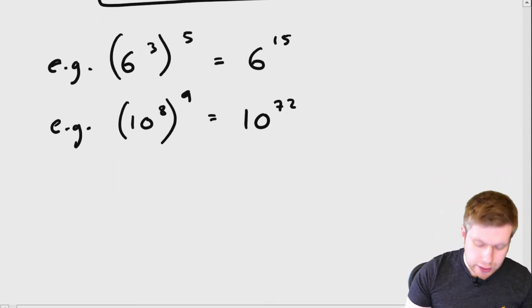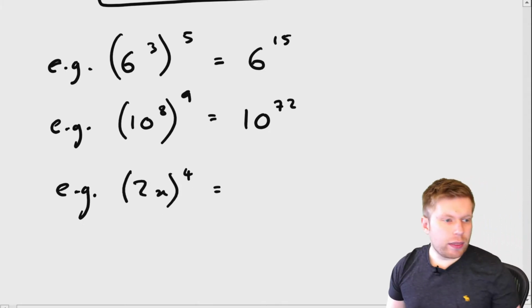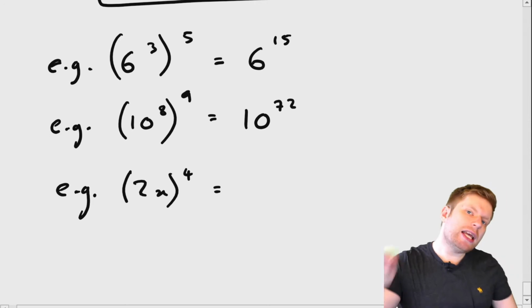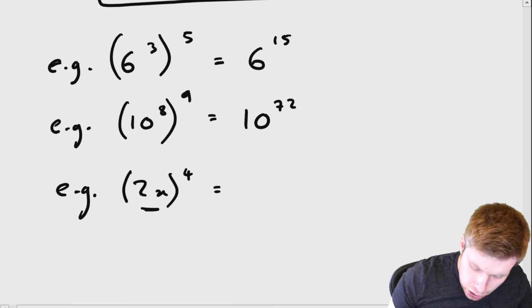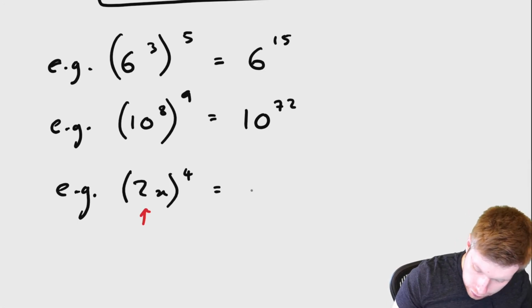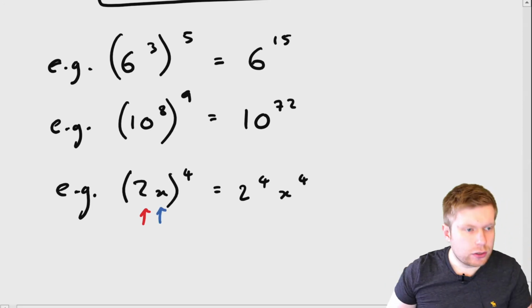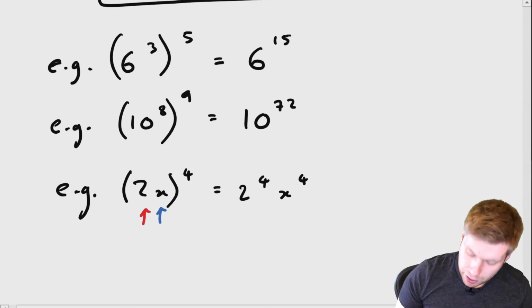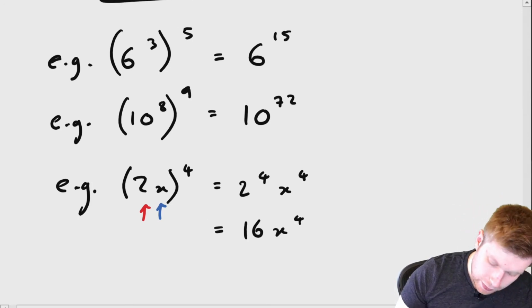It even works with situations like this, okay? If I have 2x, all raised to the power of 4, well, in this case, what I'm going to need to do is raise both of these things inside the brackets to the power of 4. So I need to raise the 2 to the power of 4, and I need to raise the x to the power of 4, which is going to give me 2 to the power of 4 is 16 and x to the power of 4.